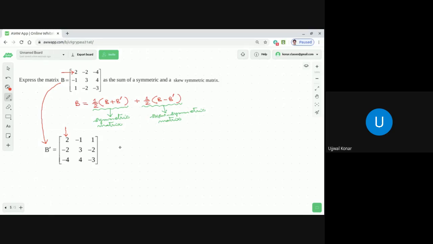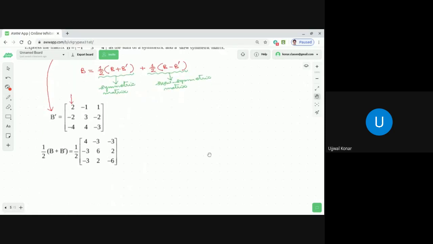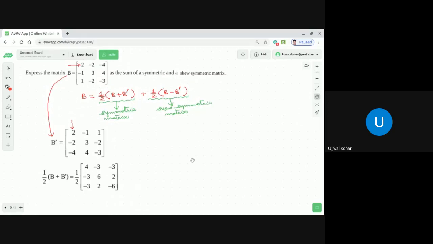Now, as we have found B and B transpose, we can find half of B plus B transpose. Correct or not? If you find half of B plus B transpose, you will get a matrix something like this. Correct, dear students? You can do it actually. It is pretty simple. You need to add the individual terms, and the 1 by 2 is already there. You know the addition of two matrices.